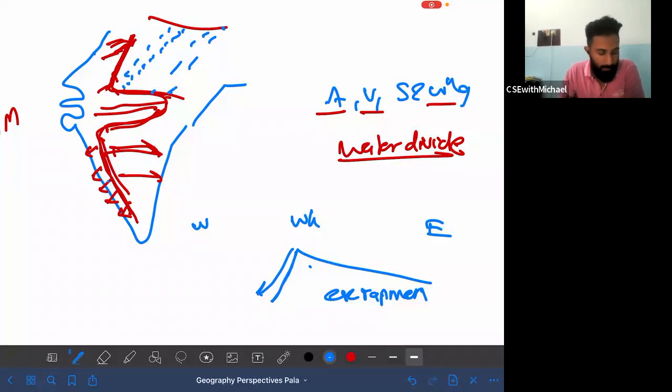Flowing into the Arabian Sea. But in the rest of the peninsula, especially the southern peninsula, the flow of rivers is easterly and southeasterly, as revealed by rivers like Godavari, Krishna, Subarnarekha, Mahanadi. So all these rivers are flowing in an eastward direction.